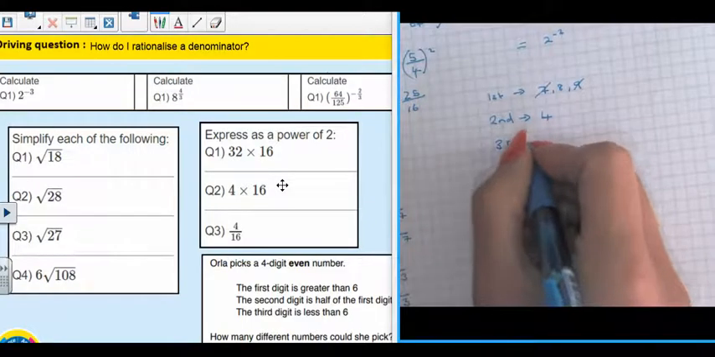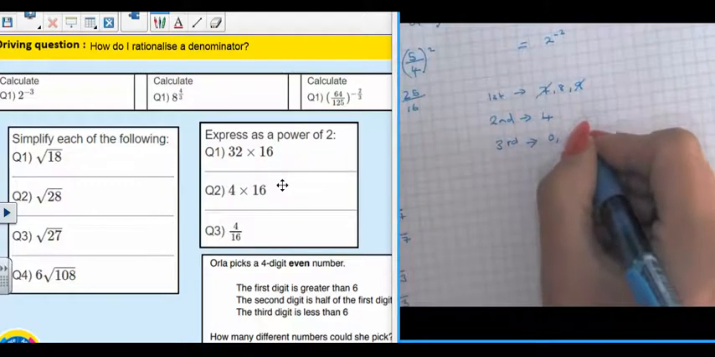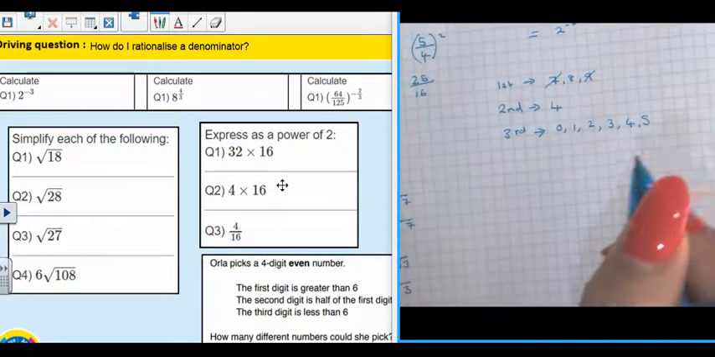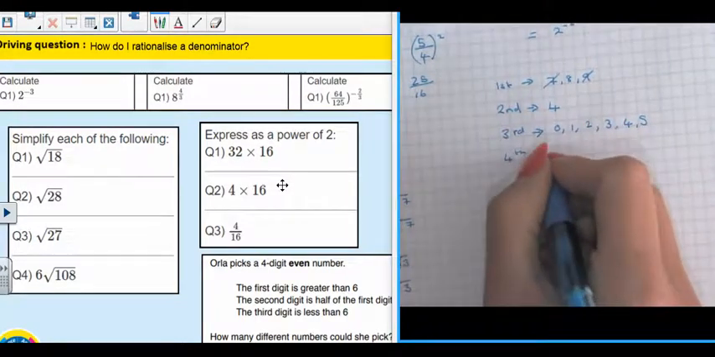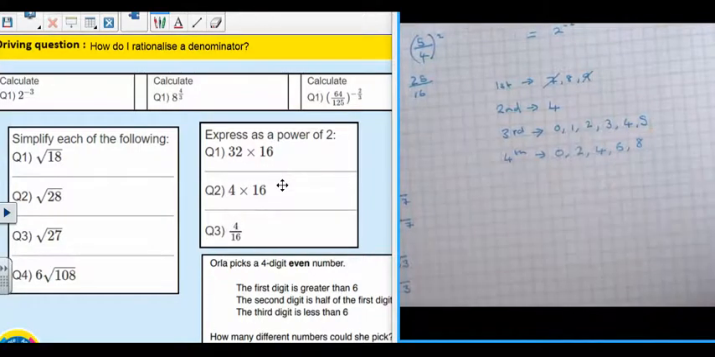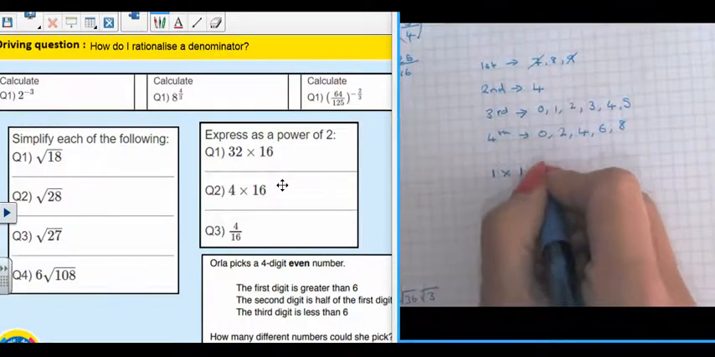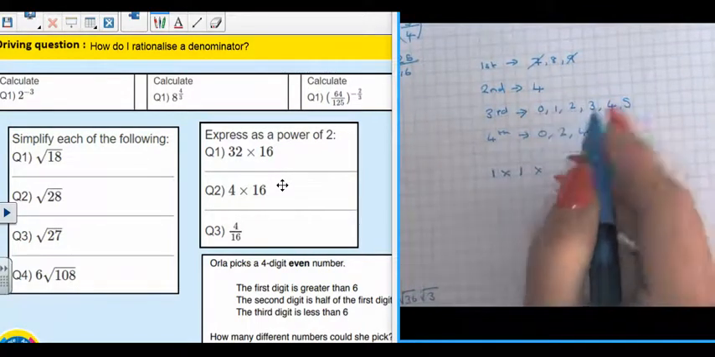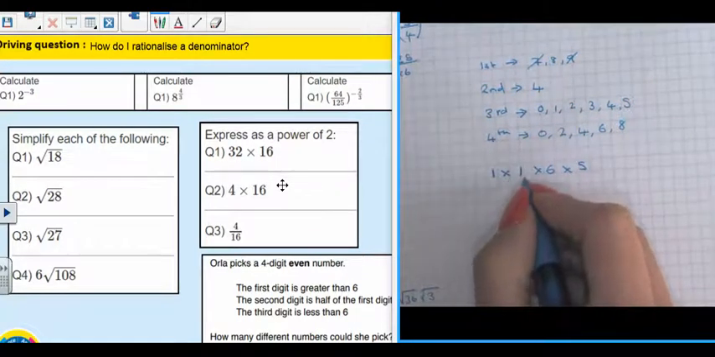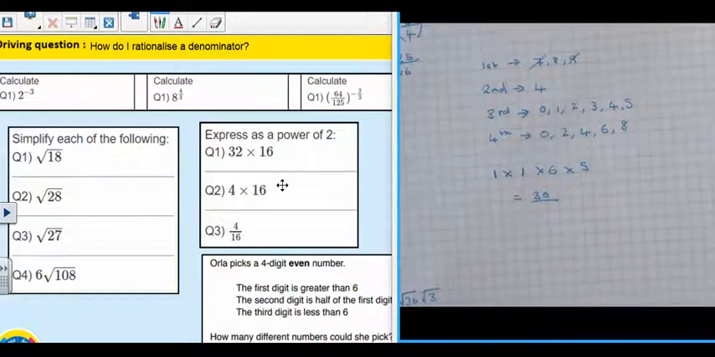The third digit is less than 6, so it could be 0, 1, 2, 3, 4, or 5. And because it's an even number, the fourth digit can be 0, 2, 4, 6, or 8. As the first number we've got one option, the second number we've got one option, the third number we've got 1, 2, 3, 4, 5, 6 options, and the fourth number we've got 5 options. 1 multiplied by 1, multiplied by 6, multiplied by 5 is 30. There are 30 different numbers you could choose from.